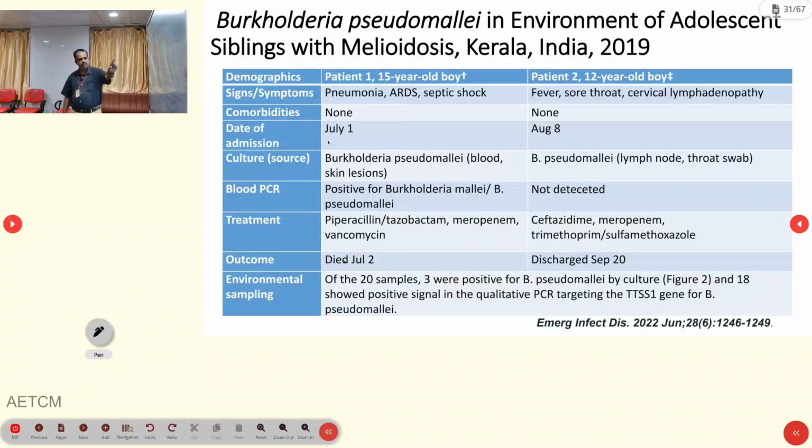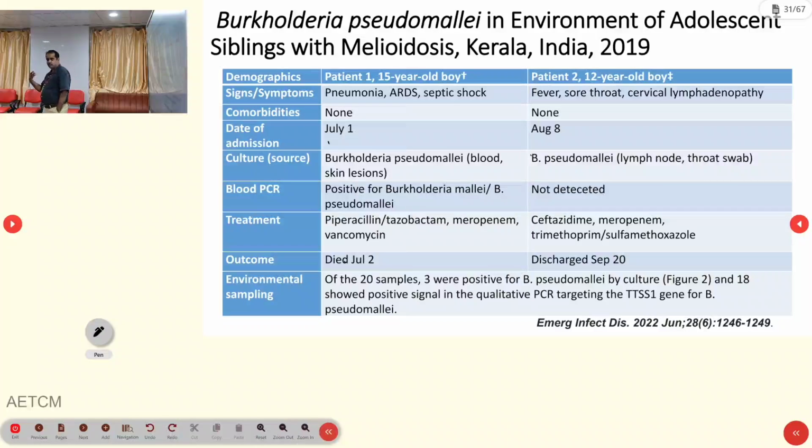And 1 month later, his sibling comes. On August 8, he comes back with the same presentation, and we were aware, we had counseled that he may also have it. So we aggressively treated. We grew pseudomallei again from him, treated him, and he survived. So 2 children from the same family, one died with melioidosis.